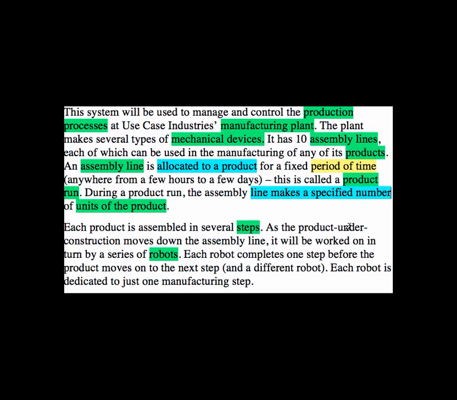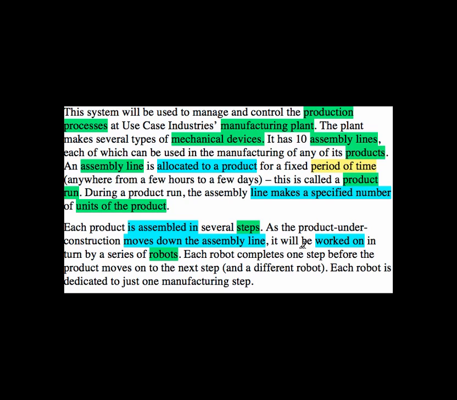Each product is assembled in several steps. So product has some steps, is assembled in, several steps. That strikes me as being an association. As the product under construction moves down the assembly line, so it's on the assembly line. Now moving is not going to be the association, but the fact that there's a relationship there is important. It will be worked on in turn by a series of robots. So worked on is another thing that could be an association.